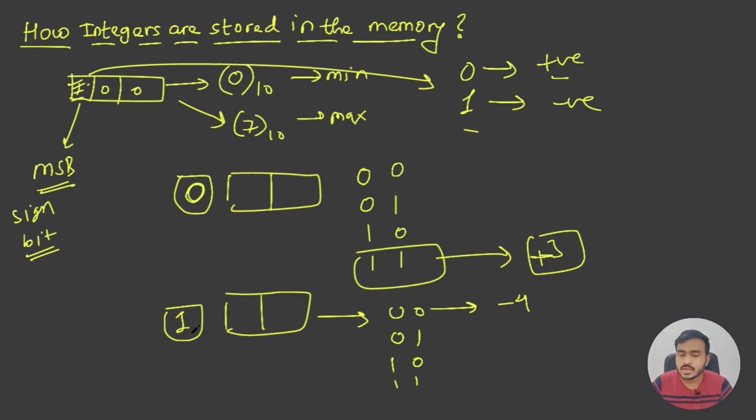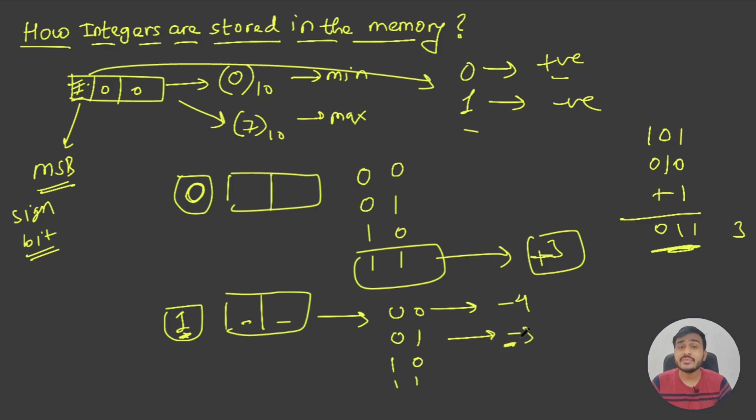Let's try to convert this number 101. When I say 101, in this bit there is going to be 1 as the value, in this bit there is going to be 0, and in this bit there is going to be 1. So let's convert 101 into decimal. Take the 1's complement of it, it becomes 010, add 1 to it, so it becomes 011. 011 is nothing but 3, so it's going to be minus 3.